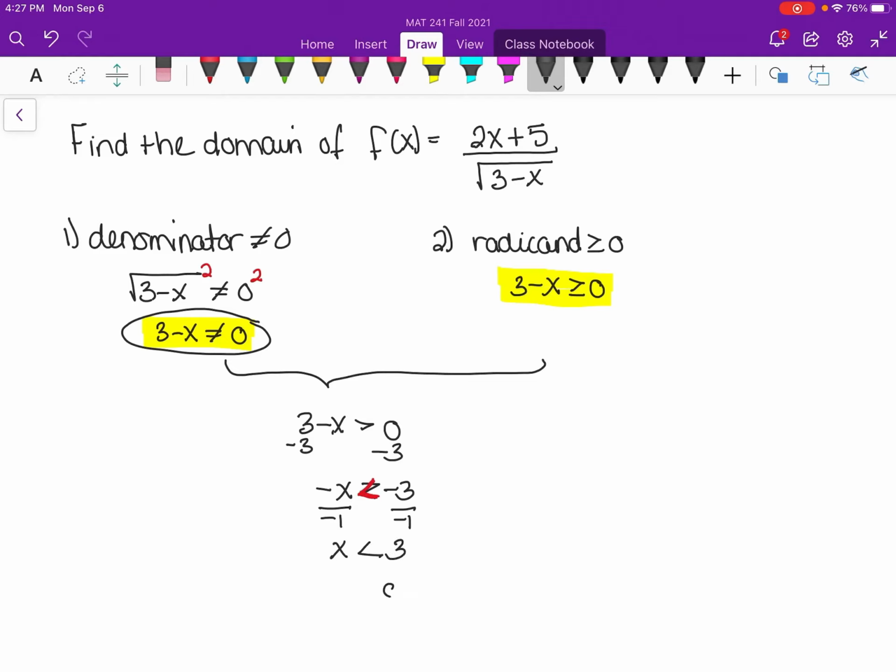So we don't include 3. We're going to shade to the left. We want to be less than 3. So in interval notation, we go from -infinity to 3. That doesn't look like a 3. Let's make that look like a 3. I started to write -3 and then I realized it was positive 3. So -infinity, comma, 3. And that's going to be our final answer right there. Hope that helps.